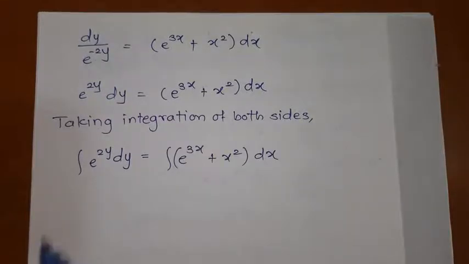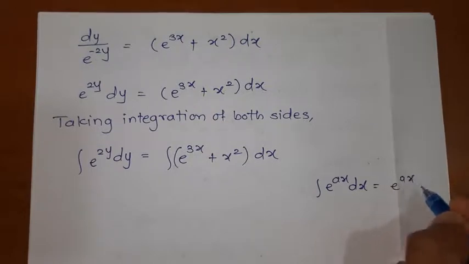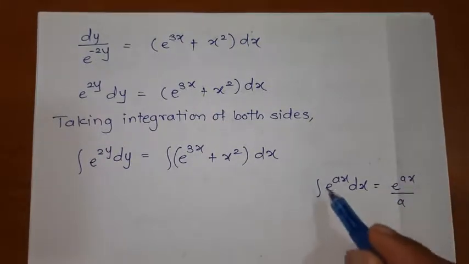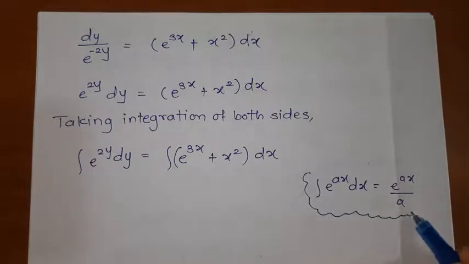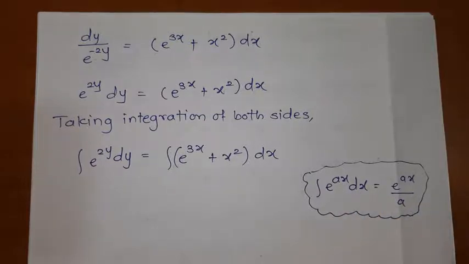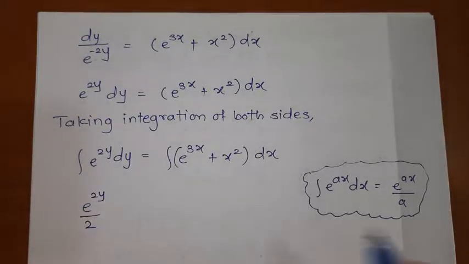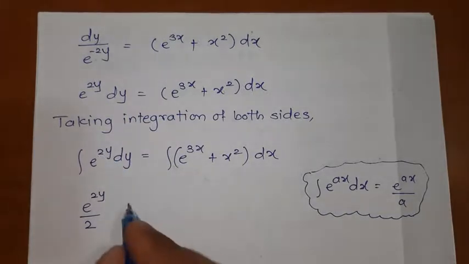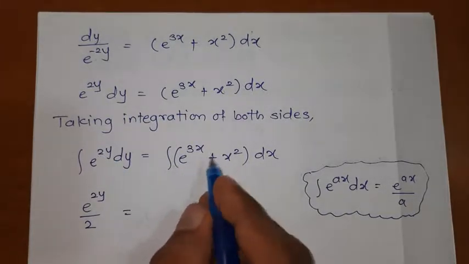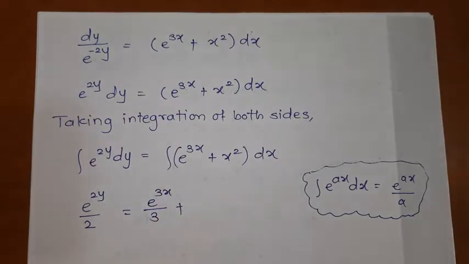Okay, so now we have to take integration of this e raised to 2y. So for that we should know the formula. See, integration of e raised to ax dx is equal to e raised to ax upon a. So this is a formula we have, right? That means whatever the coefficient of x is, we should write at the denominator. So let us apply this formula to take this integration. See, its integration will be e raised to 2y upon 2, since in place of a we have a 2. So this is equal to, if you take integration of e raised to 3x, e raised to 3x upon 3 plus what is integration of x square.